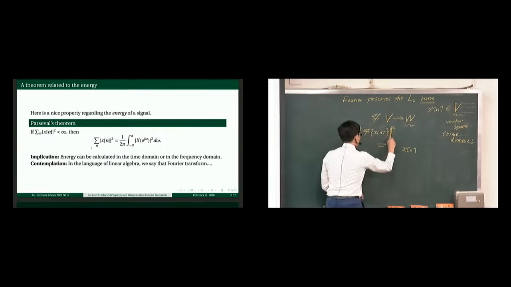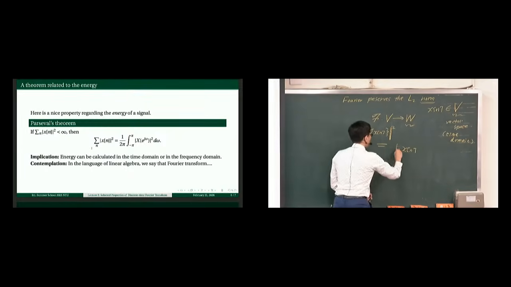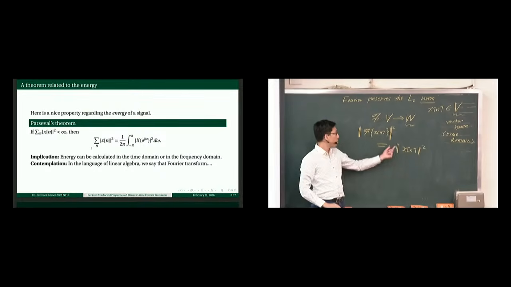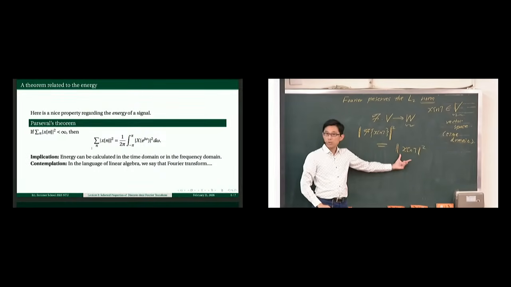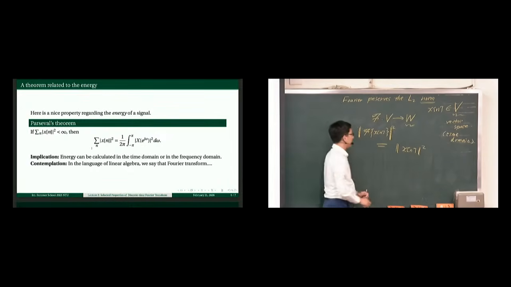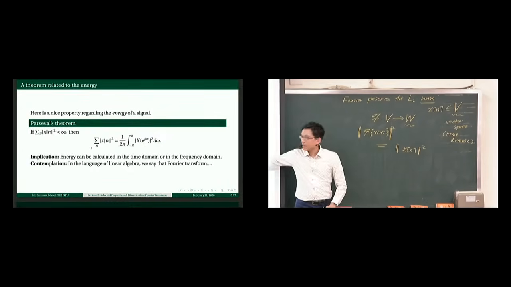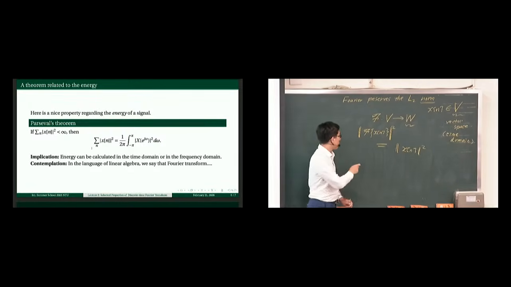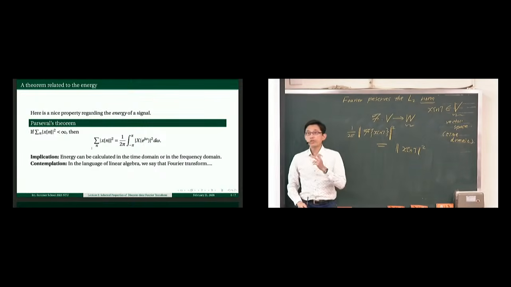Or I should say this, norm square. Double bar means the norm, okay? Except that there's a factor of 2 pi. We can work it out. There is a factor of 2 pi right here. It's not super important. Fourier transform preserves the norm.